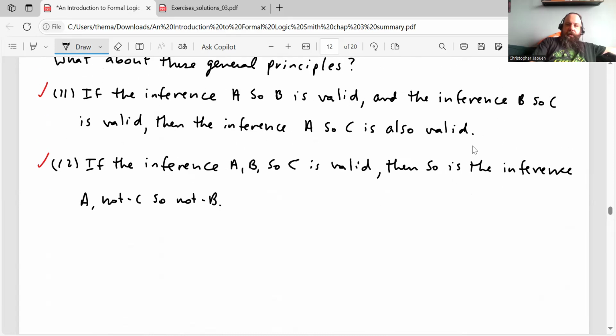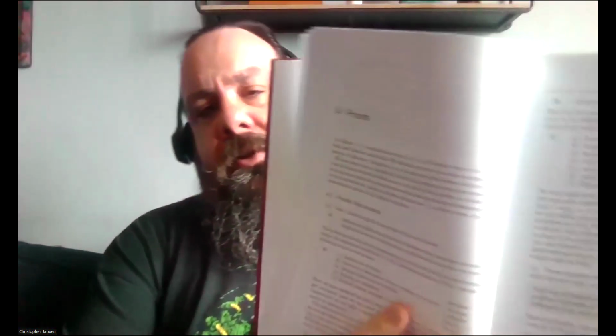So I'll end the video here. Like I said, it's kind of a short chapter. Like I said, I am looking forward to the next few sections because the next section is on proofs. So I'm interested to read what the author has to say about that. And that'll be the next video for Smith.